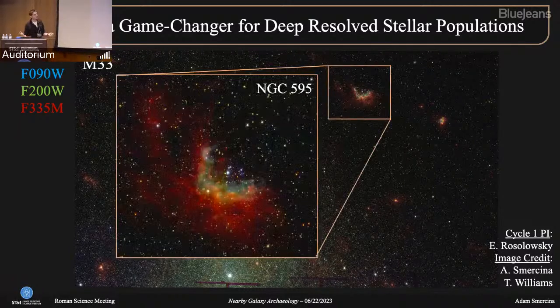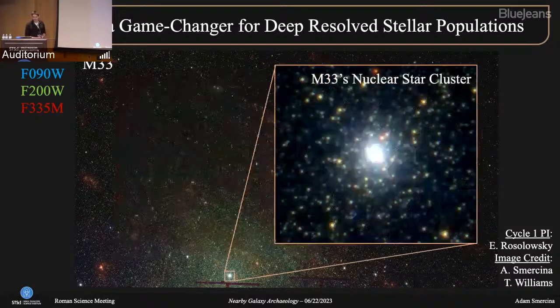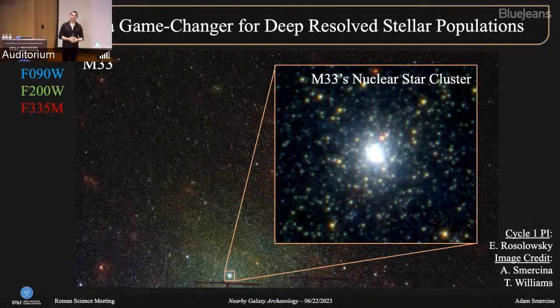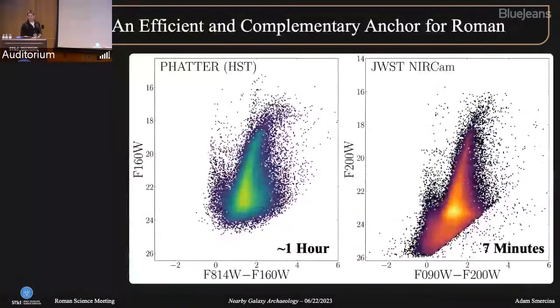We've got beautiful data of the center of this nearby galaxy. Resolved HII regions beautifully. You can see individual bubbles here. And we've even, for the very first time, resolved the nuclear star cluster of M33, which has been an impossible task with HST. And I think this is a testament to both the resolution and the sensitivity of JWST.